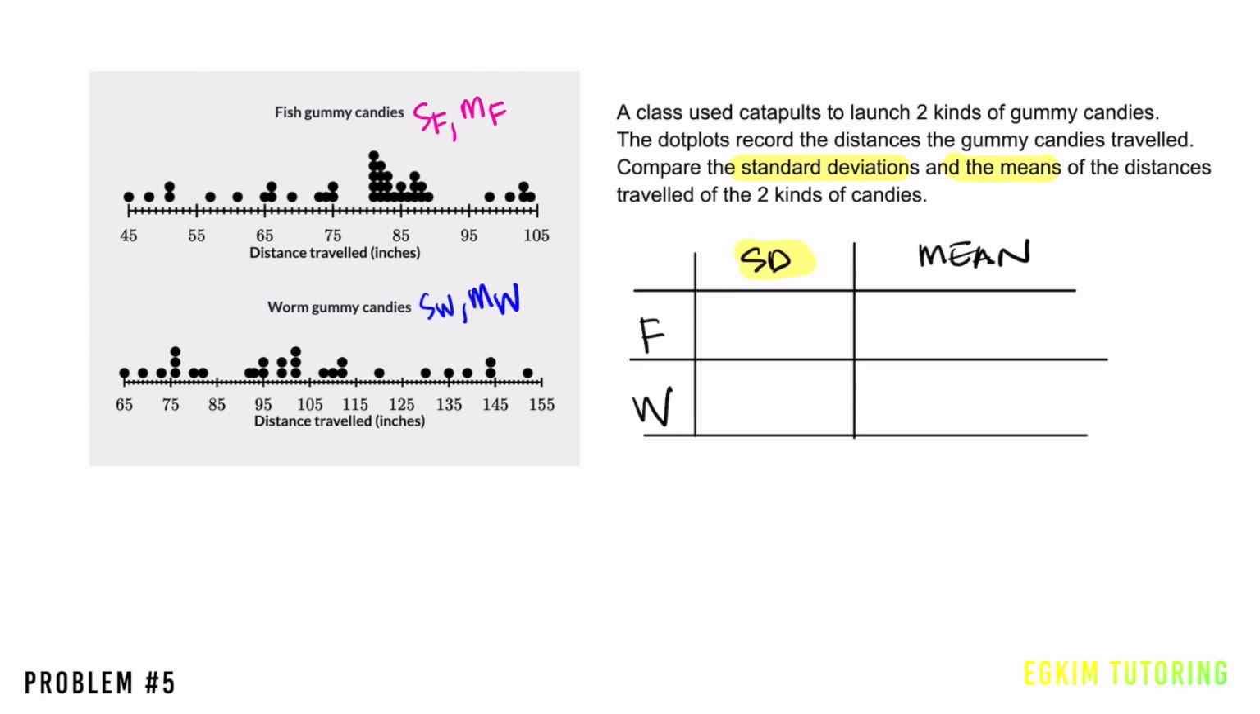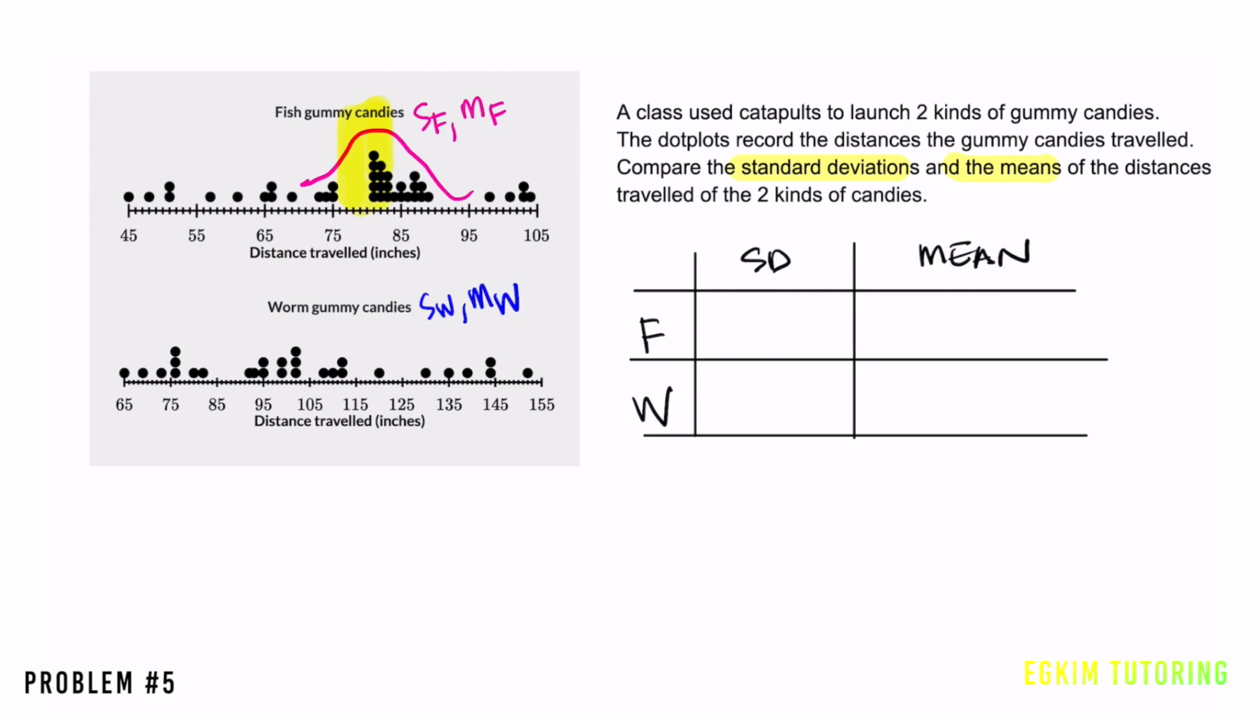Let's start with the standard deviation for fish gummies. So in example 2, we talked about how when the mean is more obvious or pronounced, it means that the standard deviation is smaller because the data points are clustered. So if you look at the fish gummy data, there's a huge cluster right here, which heavily influences the mean, and the mean is probably around here.